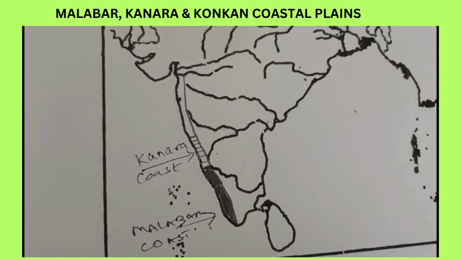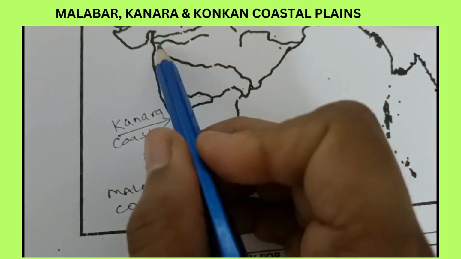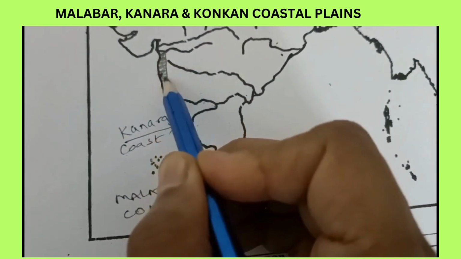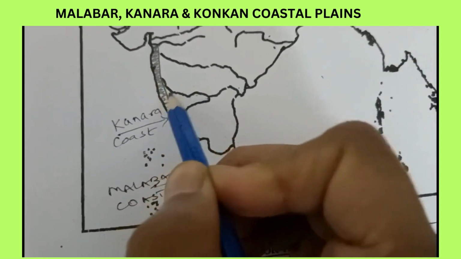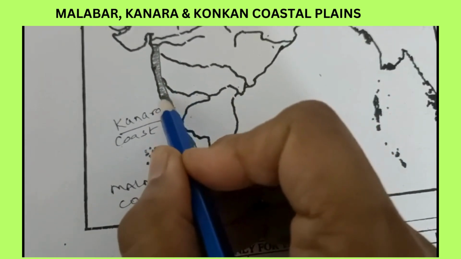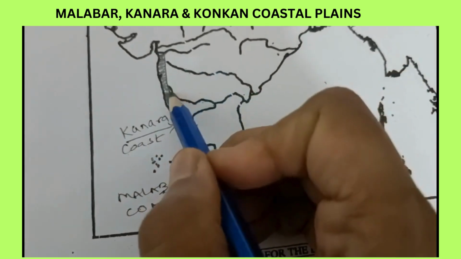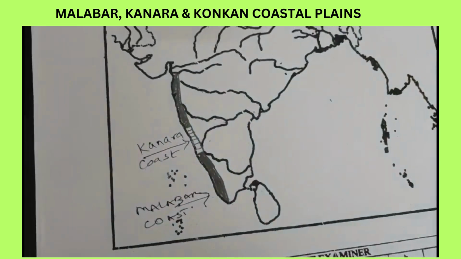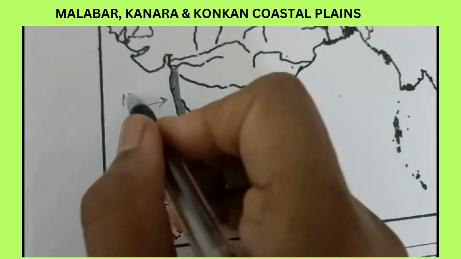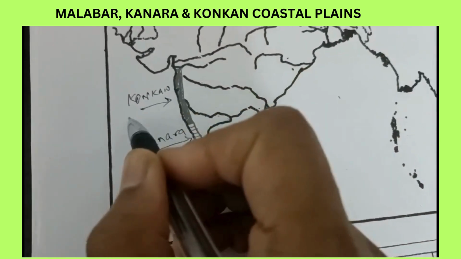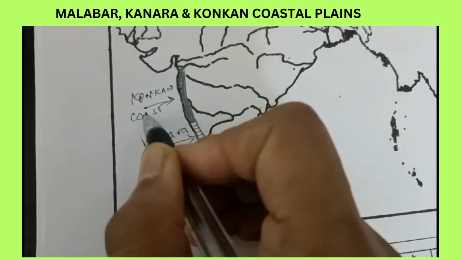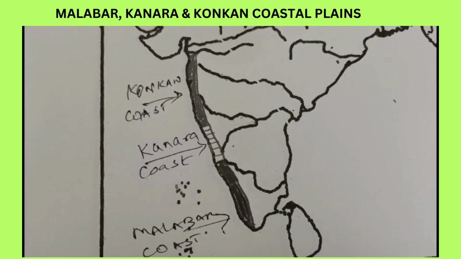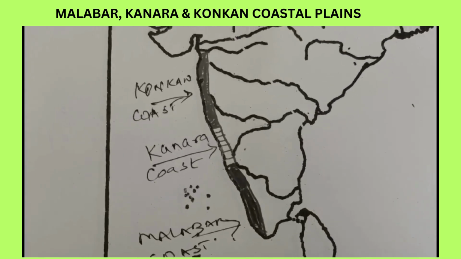The third plain on the west is the Konkan coastal plain. So now for the Konkan coastal plain, I'll again do the solid shading, because for the Kanara coast we have already done the lines, so it should not be confusing. So do a solid shade here to differentiate. So this is your solid shading, and here you will label it as the Konkan coast. These are all the coastal plains, children. So Malabar coastal plain, Kanara coastal plain and Konkan coastal plain.